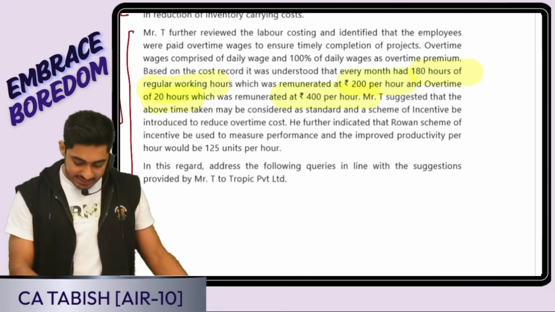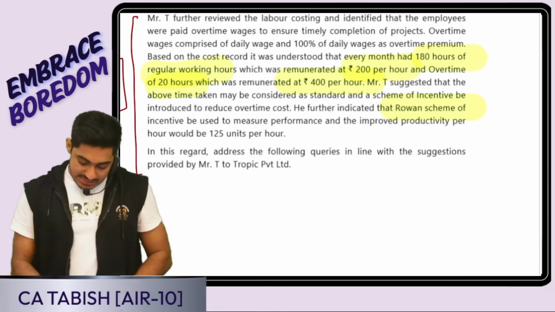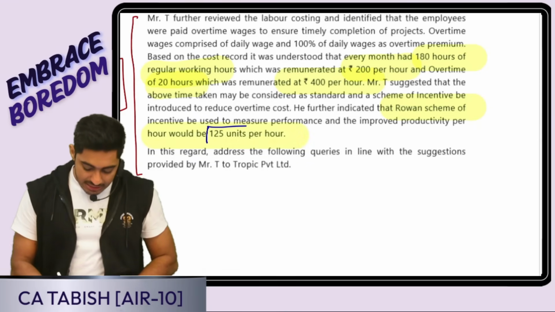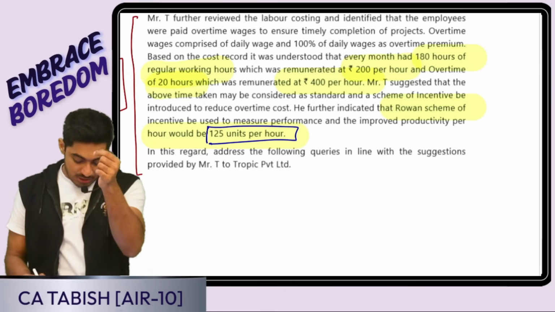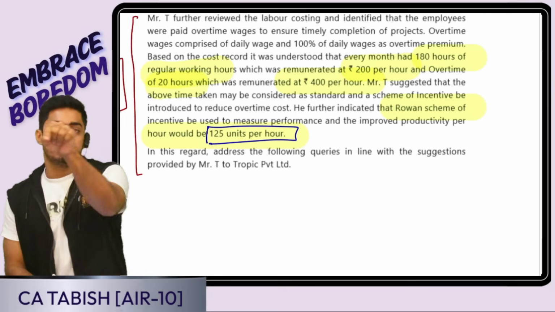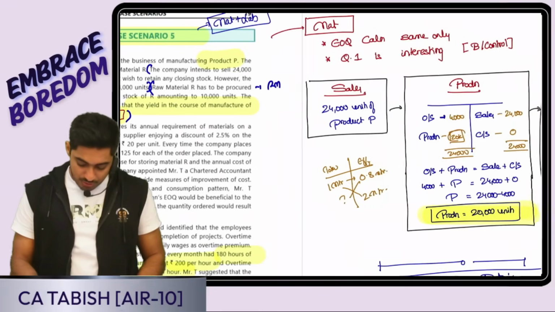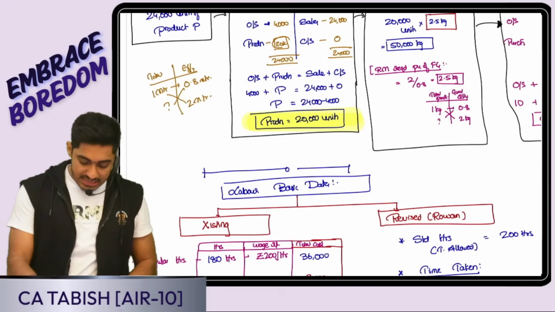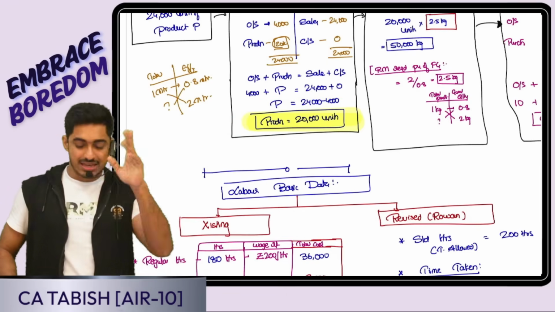He further indicated that the Rowan scheme will be used for making payment. Okay, let us do it. And the improved productivity per hour would be 125 units per hour because of the Rowan scheme incentive. Now employees, how many units they are producing per hour? 125 units they are producing per hour. Total how many units do I want to be producing? We had already done the material costing portion. I had already discussed, I have to be producing 20,000 units. Yes or no, everyone? Perfect.